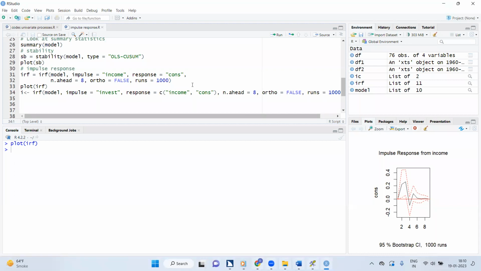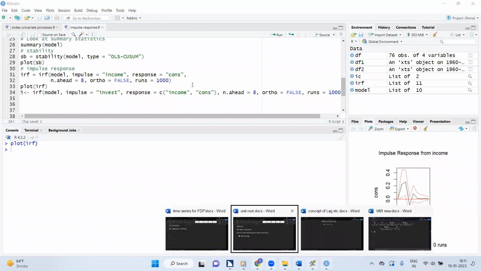So now I'm taking another data set. Should I quickly discuss the theoretical framework of co-integration? Yes, sir.